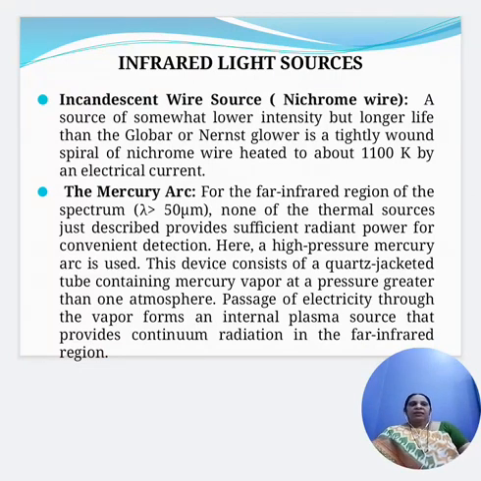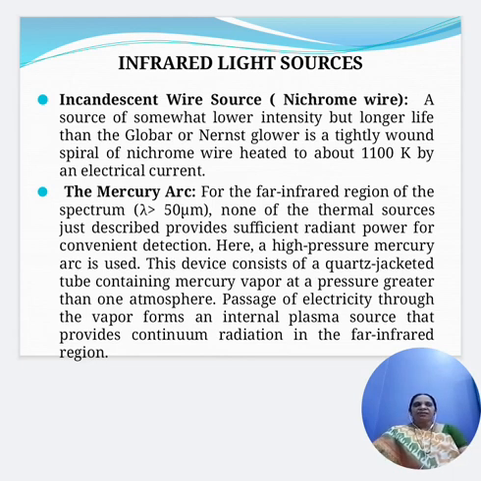Then the other type of infrared light source is the incandescent wire source, that is nichrome wire. A source of somewhat lower intensity but longer life than the Globar or Nernst glower is a tightly wound spiral of nichrome wire. It is an alloy of nickel and chromium which is heated to about 1100 Kelvin by an electric current. This has somewhat lower intensity but longer life when compared to the Globar and Nernst glowers.